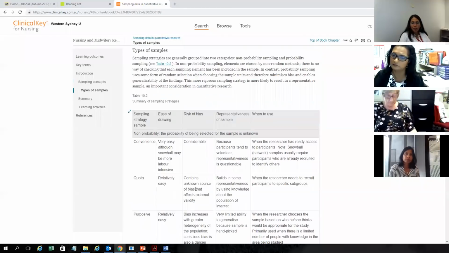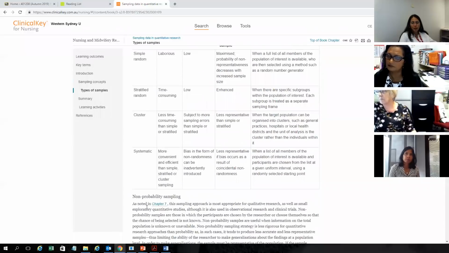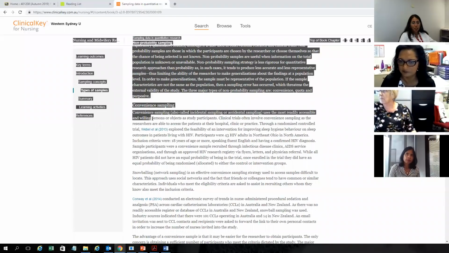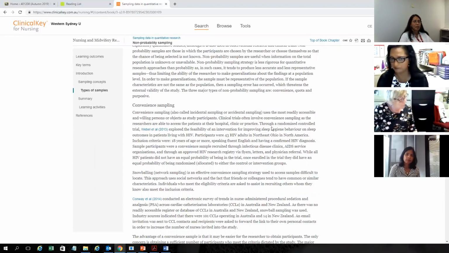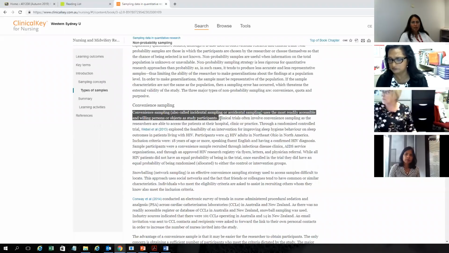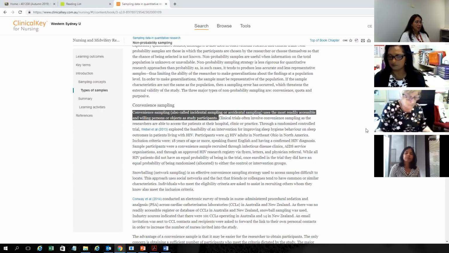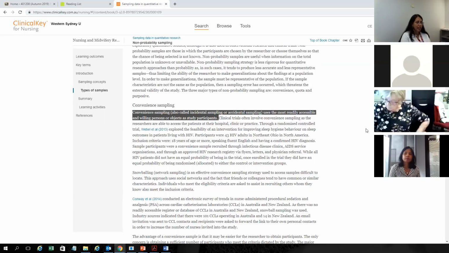So these are the different types of samples: convenience, quota, purposive, etc. Because of lack of time, we're going to look at convenience. You need to look at everything so that you identify the sampling technique correctly. But just to save some time, what's convenience sampling? Convenience sampling uses the most readily accessible and willing persons or objects as study participants. So study participants are already present, and the researcher draws from participants that are already present in a location.